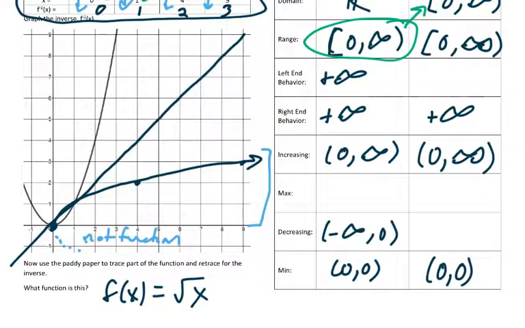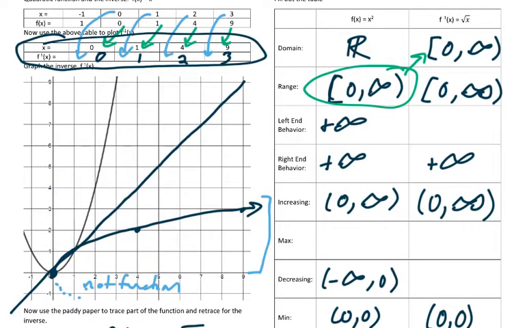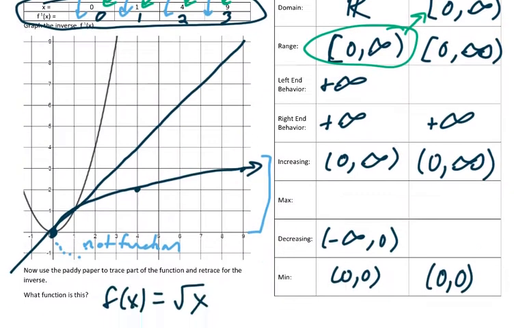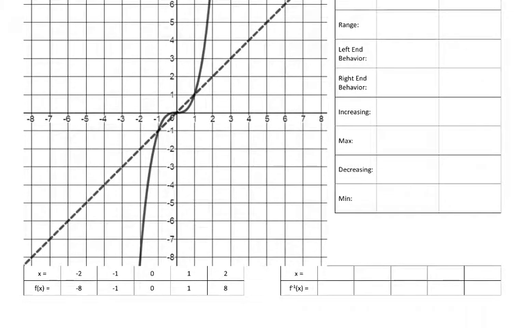So notice kind of what changes and what doesn't change. And the key thing to notice, I think, is this, that the range of the original became the domain of the inverse. Now, let's look at x cubed and what happens with that one. Okay. Again, we're going to swap x's and y's.